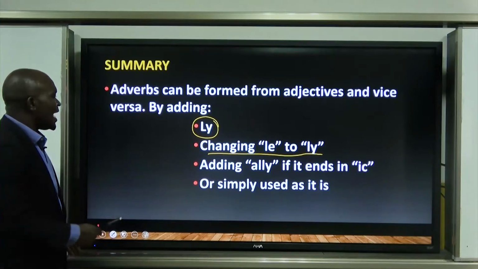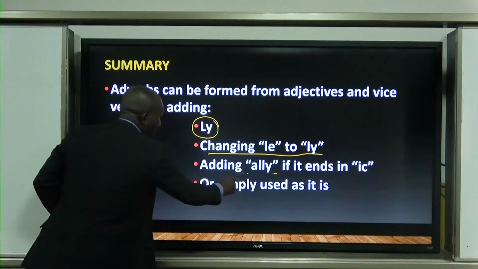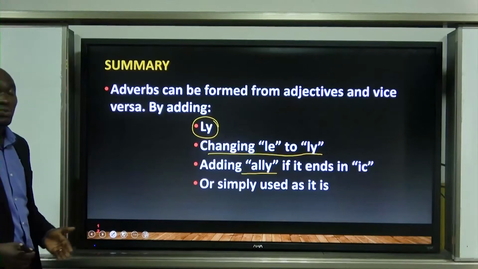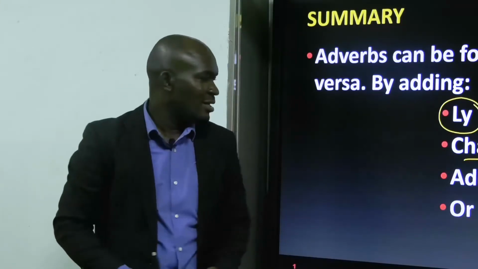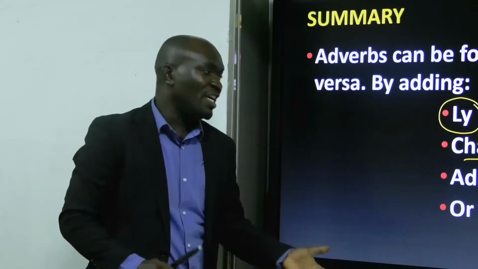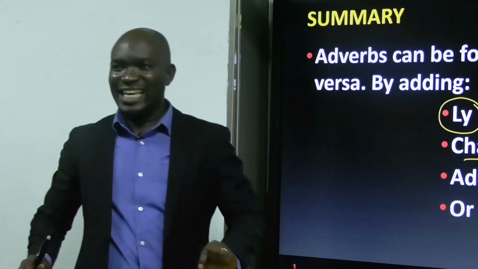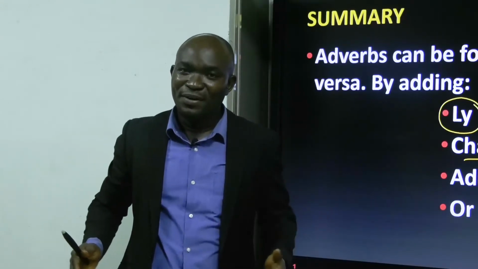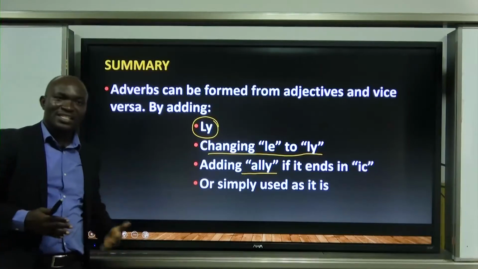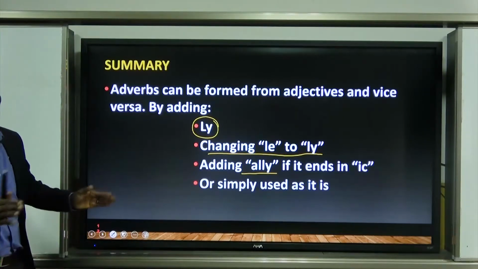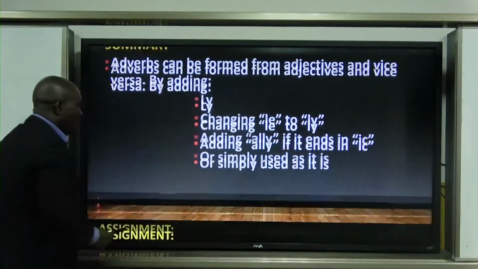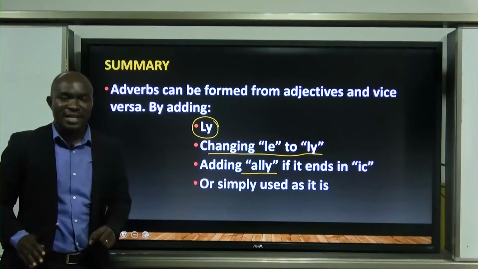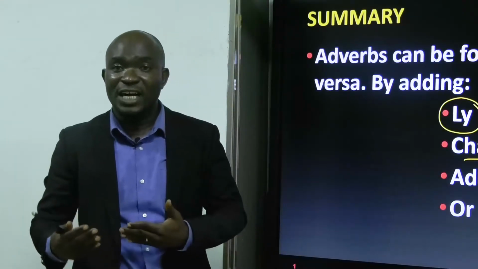Then we also talk about adding the suffix ALLY if the adjective ends with an IC. And we say, or simply use it as it is. I gave you the example, fast. Even as an adjective, it remains fast. As an adverb, you can also use it as what? Fast. Is that okay?